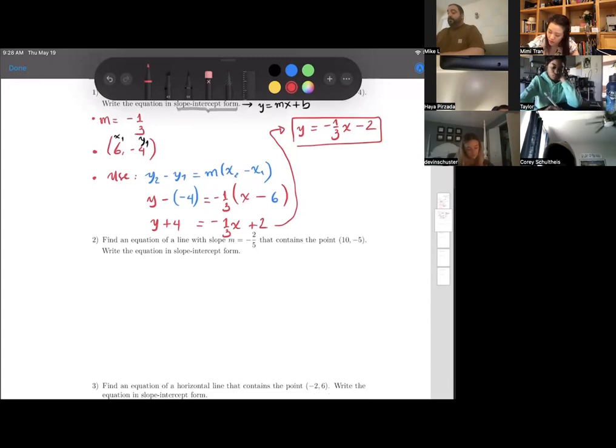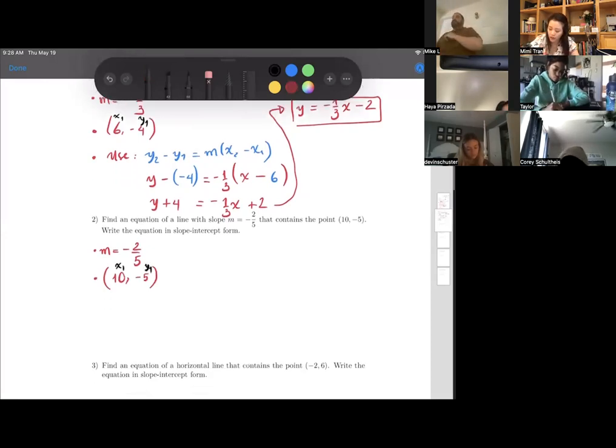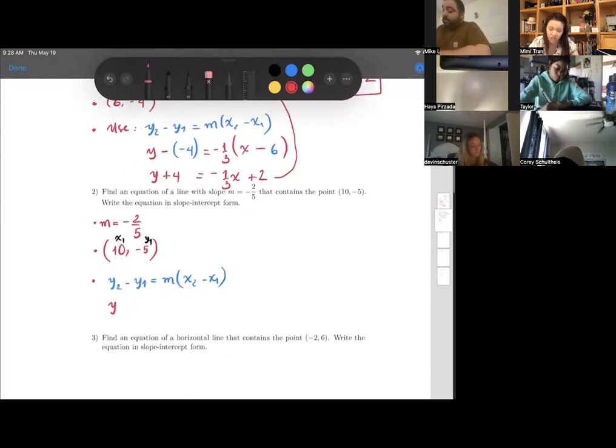Okay, so one more. Again, I have the given slope m equals -2/5, and the point is 10, -5. Of course, this is my x1 and this is my y1. And we use a formula, right? y2 minus y1 equals m times x2 minus x1. Plug it in. y2, we're just gonna say y, minus y1, y1 is -5, equals m, which is -2/5.